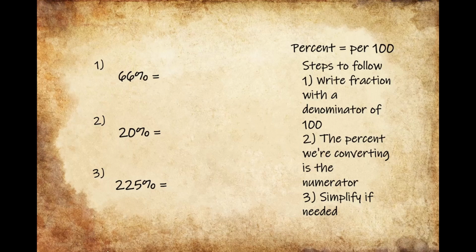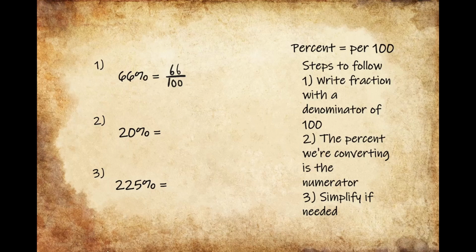So in question number 1, when we're being asked to convert 66% into a fraction, we know that that 66 is out of 100. So looking at our steps to follow, the first thing that we need to do is write a fraction with the denominator of 100. And the reason the denominator is 100 is because percents are out of 100. So the next step is to write our numerator, which is going to be the percent that we're converting, which in question number 1 happens to be 66, giving us a fraction of 66 over 100.